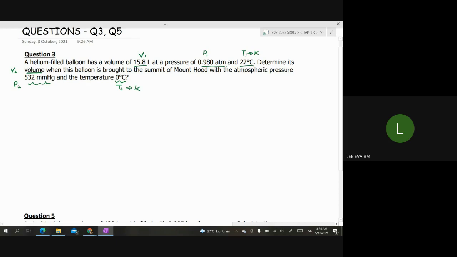So formula apa yang nak guna? Laws apa yang kita obey? Combined gas law. What is the formula? Later ya, madam pilih orang untuk jawab. Siapa ada dekat sini? Madam nak panggil orang yang tak pernah dengar suara. Siapa yang tak pernah? Marcella ada tak? You have a very nice name, Marcella. Are you here?